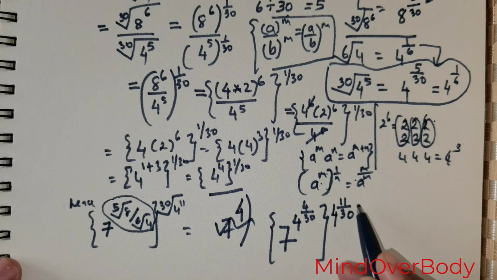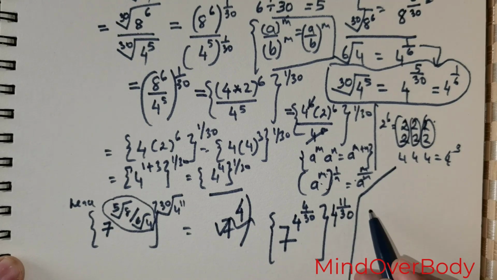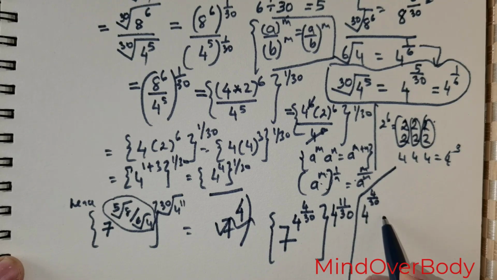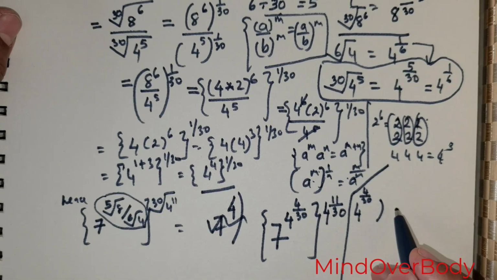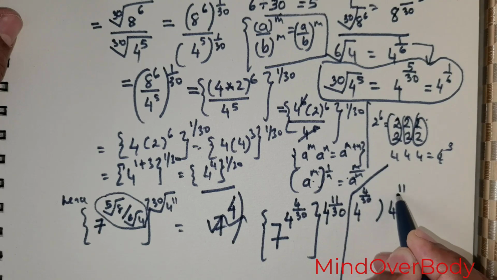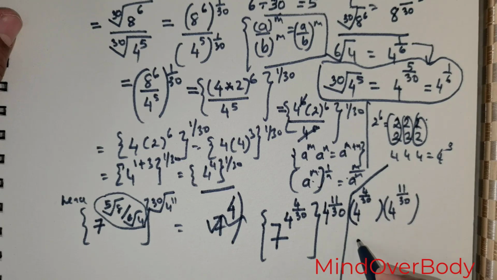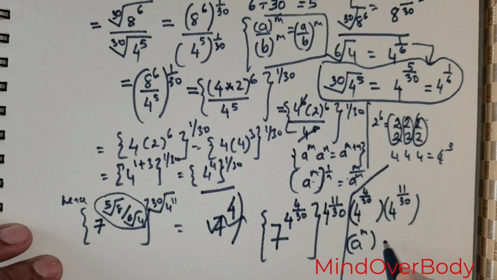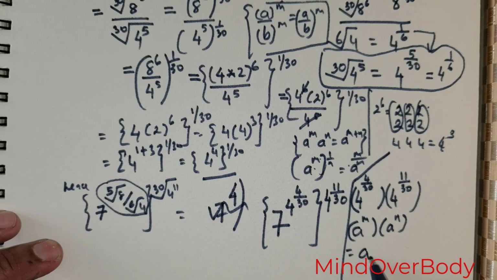Now we are going to only consider the exponents, right? So let me draw this space up here. This is 4 raised to the power 4 over 30, and this is a product, multiplied with 4 raised to the power of 11 over 30. So this is what we've got. Now this is similar to a raised to the power m multiplied with a raised to the power n, which can be rewritten as a raised to the power m plus n. We can do this, right?